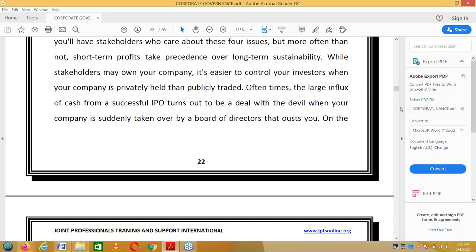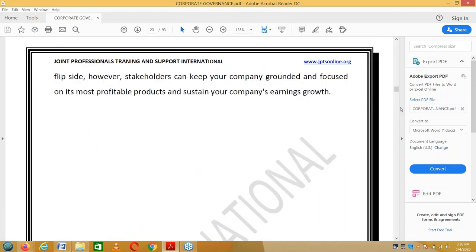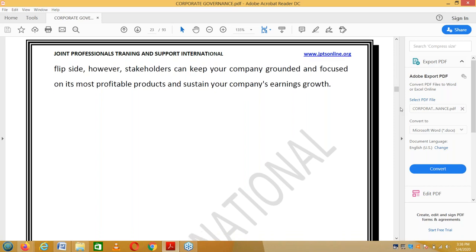Now, on the flip side, however, stakeholders can keep your company grounded and focused on its most profitable product and sustain your company's earnings.